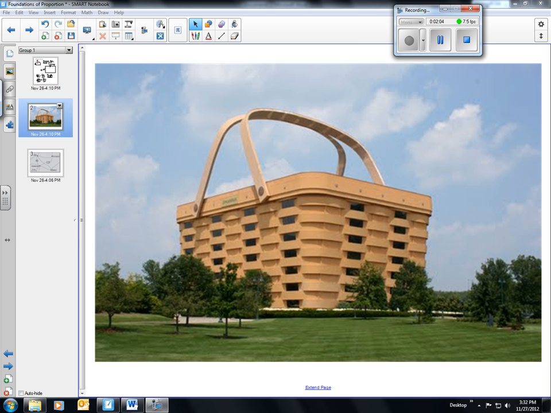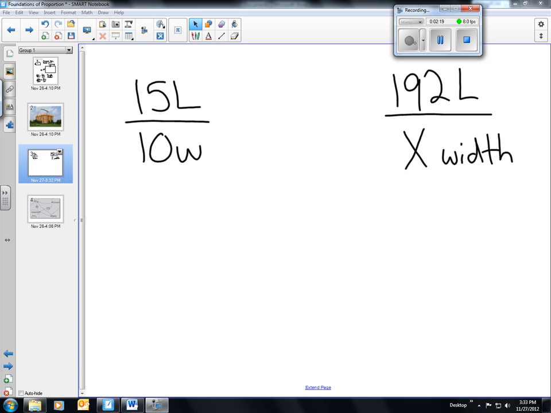In example 2, you're told that a basket manufacturer has headquarters in an office building that has the same shape as the basket they sell in stores. So the following picture is a picture of that headquarters, that office building, in Ohio. So basically what this headquarters did was they took the basket that they sell in stores and made a proportion out of it, and they said, hey, we want to make a scale model and make the real-life thing for our building. So the actual basket itself has a ratio of 15 inches to 10 inches for the length and the width, and the building itself has a length of 192 feet and a width of, we don't know, we're trying to find that.